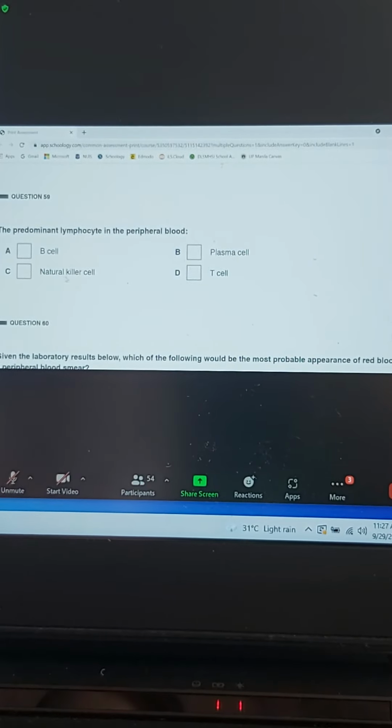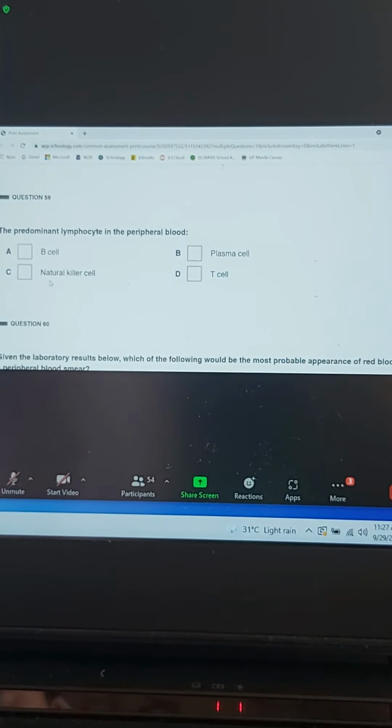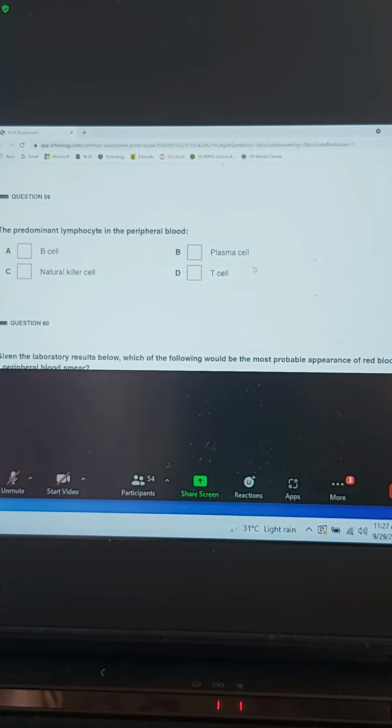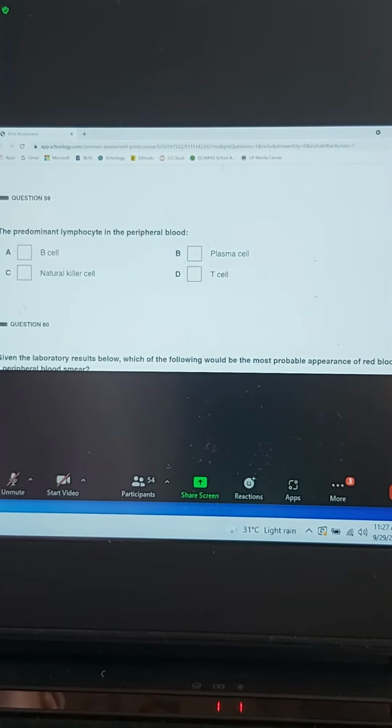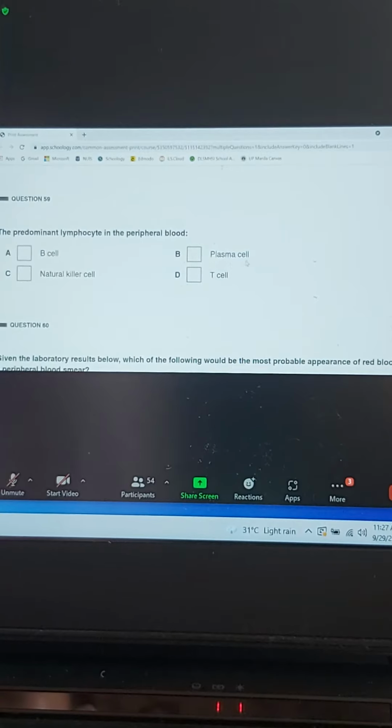Si natural killer cell, madalang siya, pero makikita mo pa rin sa peripheral blood kasi they are large granular lymphocytes. But of course, your plasma cell, this is a terminal differentiation stage of your B cell at hindi mo sila makikita sa peripheral blood. Pag nakita mo sa peripheral blood ang ating plasma cell, so that indicates disease process.